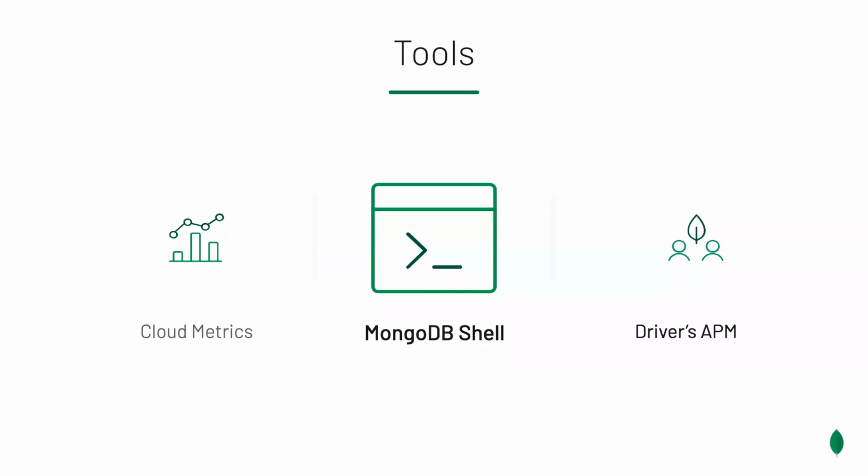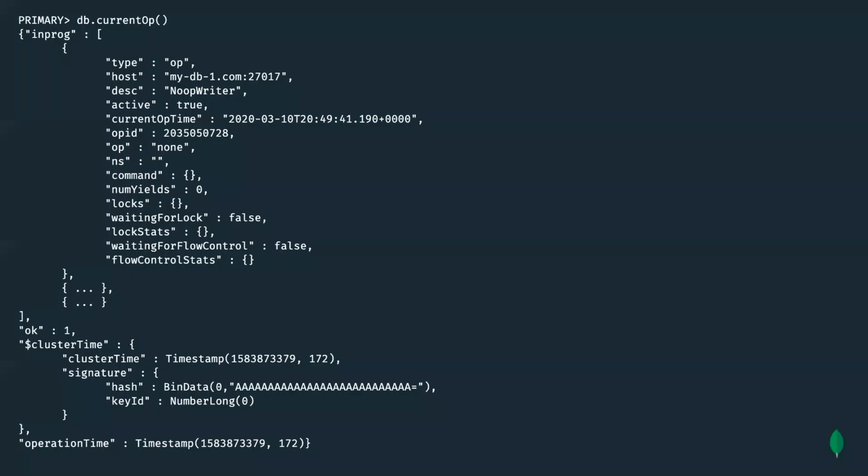So next I want to talk about MongoDB Shell. The big thing we'll talk about is db.currentOp. What db.currentOp gives you is a list of in-progress operations. This list can be really long, and it gives you a lot of information. What I have here is just one document in this whole list. And it can be hard to sift through if you're not used to looking at db.currentOp.